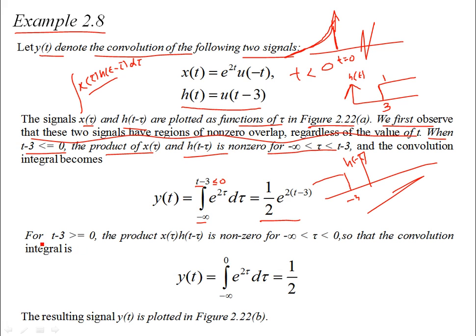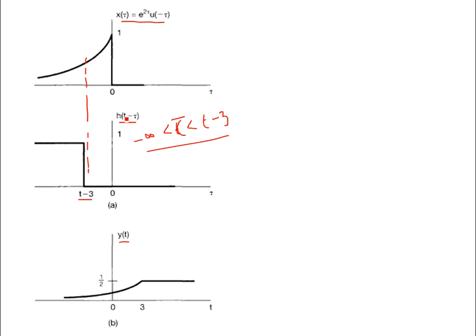Okay. Now, when t minus 3 becomes greater than or equal to 0, you see what happens. There is a shift towards right in that case. If t minus 3 becomes greater than or equal to 0, that means there's a shift towards right. Okay, and you still have the area. You still have a positive and finite non-overlapping area. So you can still do the integration and find the output.